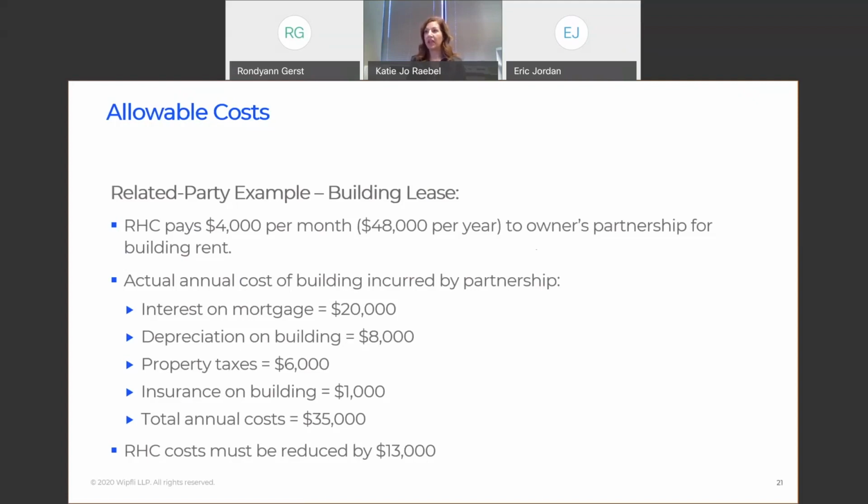So think about what possible related party transactions you have, and are they being reported to your cost report preparer? Because your cost report preparer may not know. They may have asked the question previously and there were no related party expenses, and things have changed, and now you need to make sure that you communicate that to your cost report preparer.